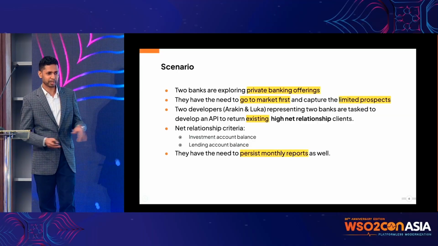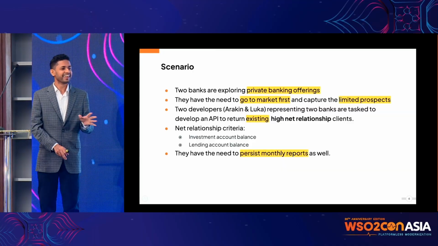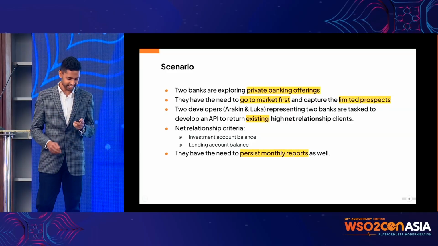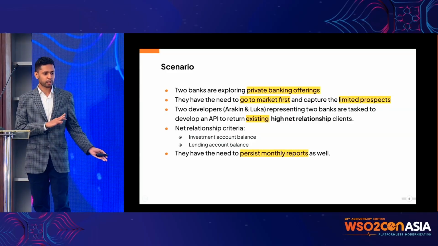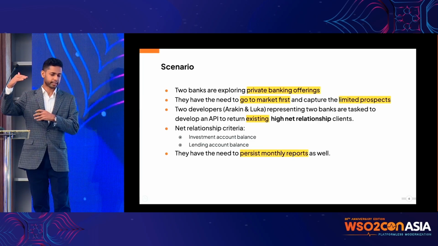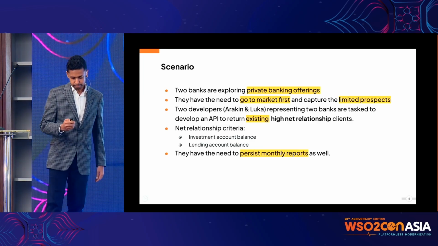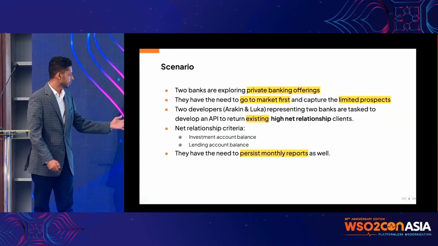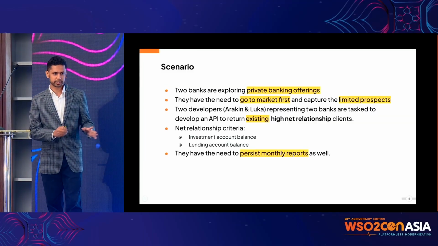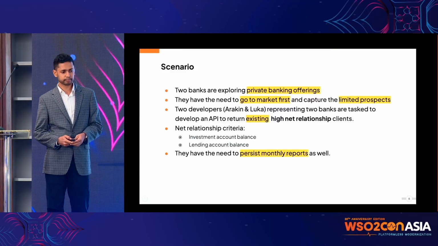Yes, I know the names. My marketing team asked me to change it, so I changed it to Arakin and Luca. Net relationship criteria is, in this example, the sum of investment account balance and the lending account balance. If you have higher than this amount, you are eligible for the private banking offering. And I throw in another requirement, they need to persist the monthly report as well. So this is the scenario that we are going to move forward with for the rest of the presentation.